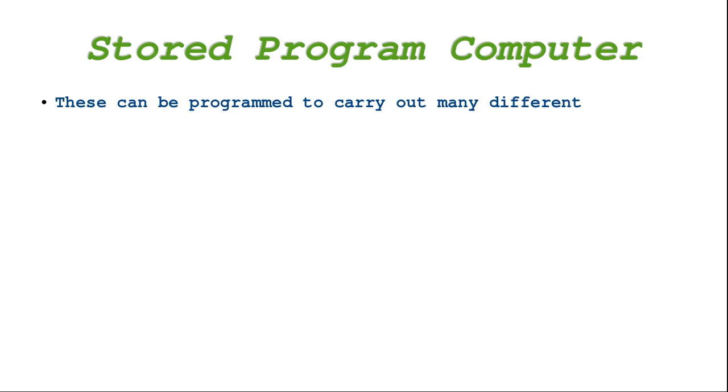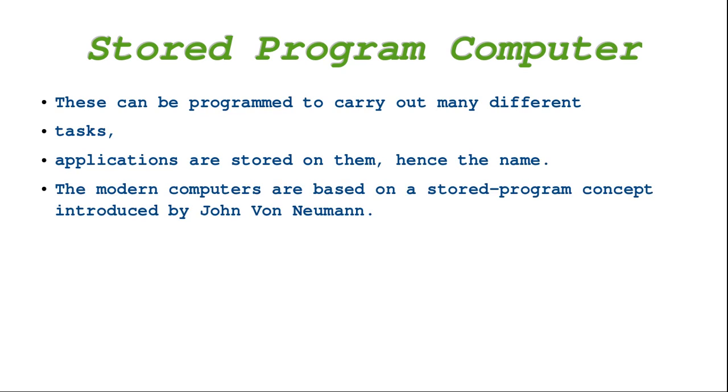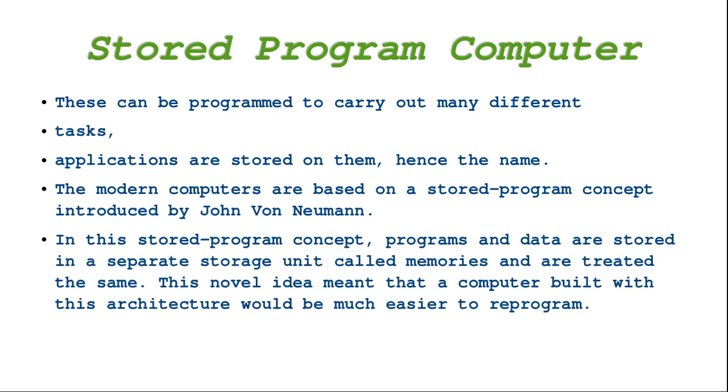Another one is stored program computer. These can be programmed to carry out many different tasks. Applications are stored on them, hence the name. The modern computers are based on the stored program concept introduced by John von Neumann. In this stored program concept, programs and data are stored in a separate storage unit called memory and are treated the same. This novel idea meant that a computer built with this architecture would be much easier to reprogram.